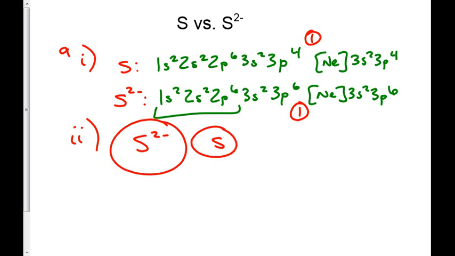Explain why the radius, you should have actually been able to figure it out anyway, but it's nice that they tell you. They're saying that the S2 minus is larger than the S. So what's the difference? There's a lot of ways you can say this. I'm curious of the exact wording they have, but you have the same amount of protons, right?